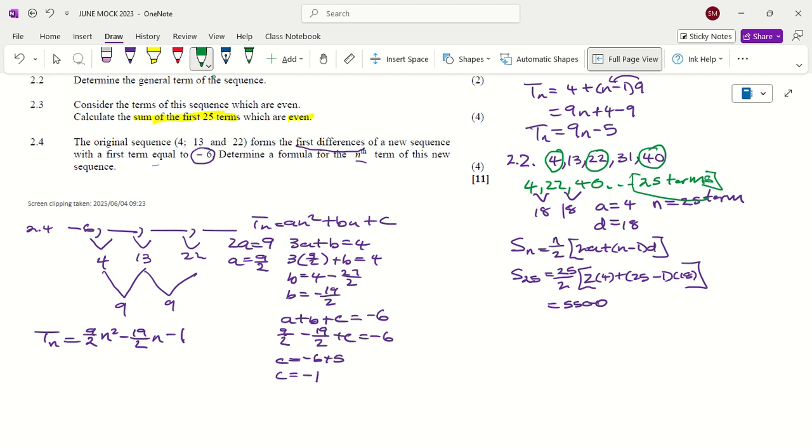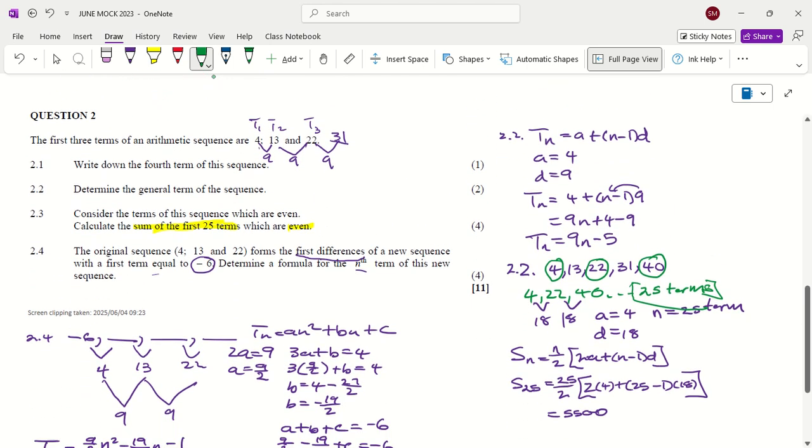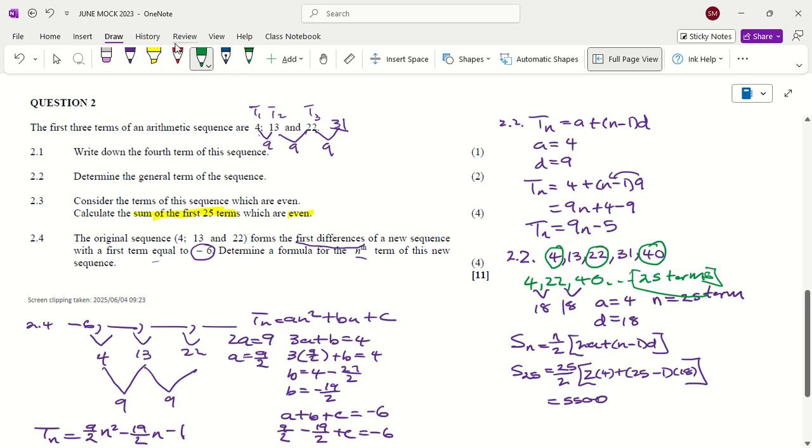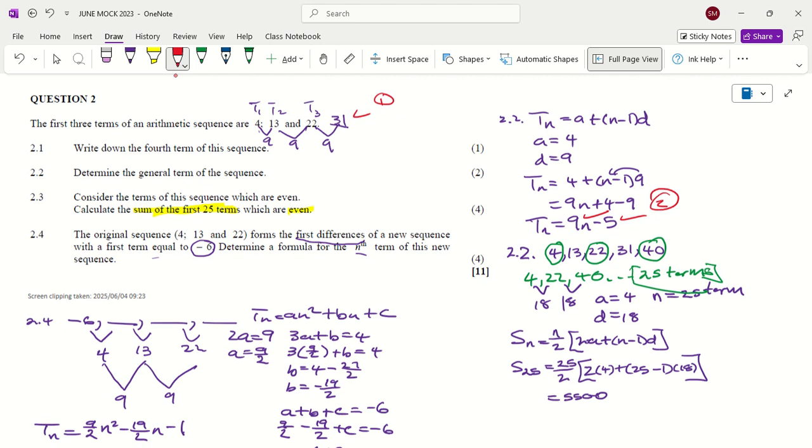Okay. Can I mark? So when we're marking this, for question 2.1, we get 1 mark. And then we go to 2.2. In 2.2, we had to determine the general term, right? You get a mark for 9n and you get a mark for negative 5. So that is 2 marks.